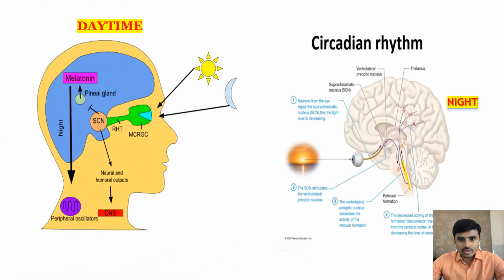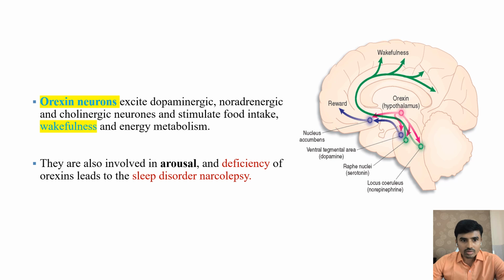Okay. And this is the circadian rhythm. You can pause the video and see. Orexin neurons excite dopaminergic, noradrenergic, and cholinergic neurons and stimulate food intake, wakefulness, and energy metabolism. They are also involved in arousal, and deficiency of orexins leads to the sleep disorder narcolepsy.